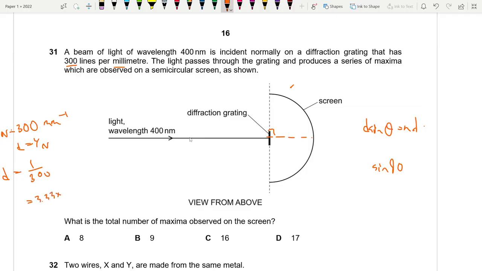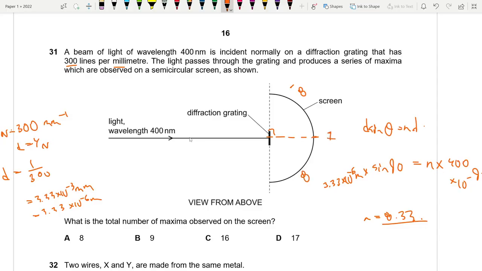That's 3.33 into 10 to the power minus 3 millimeter. Let's convert it to meters into 10 to the power minus 3. So that's 3.33 into 10 to the power minus 6 meter. So 3.33 into 10 to the power minus 6 meters into sine 90 is equal to n times lambda, 400 into 10 to the power minus 9. Into sine 90, which is 1, divided by 400 into 10 to the power minus 9, which gives us an answer of n is equal to 8.33. So we can't take 9, it has to be 8. So 8 on one side, 8 on the other side, and 1 over here. How much is that in total? 16 plus 1, which is 17.